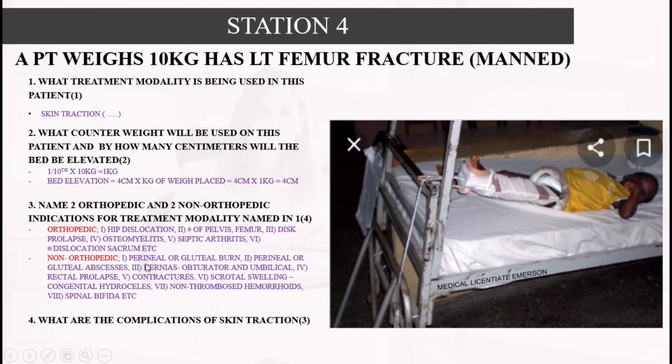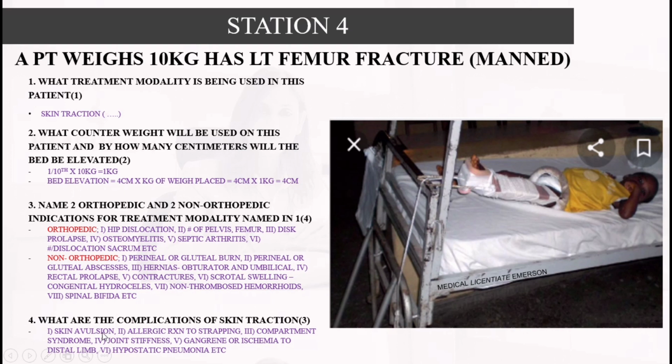Then we have non-orthopedics, which include perianal or gluteal burns. We also have perineal or gluteal abscesses. Or we have hernias such as obturator and umbilical hernias. Then we have rectal prolapse. We have contractures, scrotal swelling such as congenital hydrocele. We also have non-thrombosed hemorrhoids, and of course spina bifida. Then the last question is saying, what are the complications of skin traction?